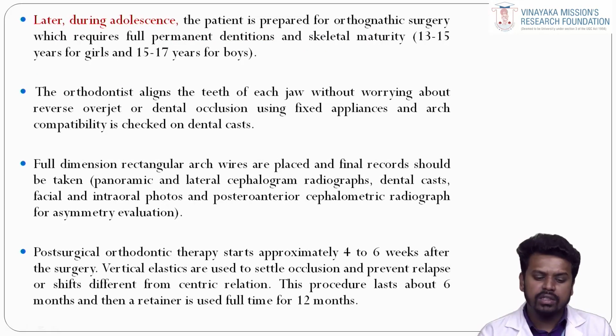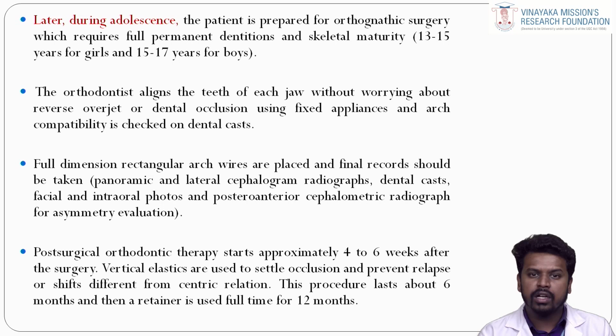Later during adolescence, the patient is prepared for orthognathic surgery. The orthognathic surgery requires permanent dentition and skeletal maturity, at the age of 13 to 15 years for girls and 15 to 17 years for males. The orthodontist aligns the teeth of each jaw without worrying about the reverse overjet or dental occlusion using fixed appliances, and arch compatibility is checked on dental cast.